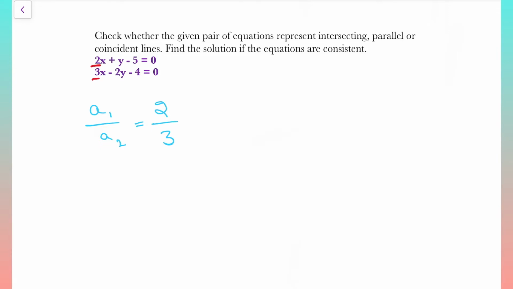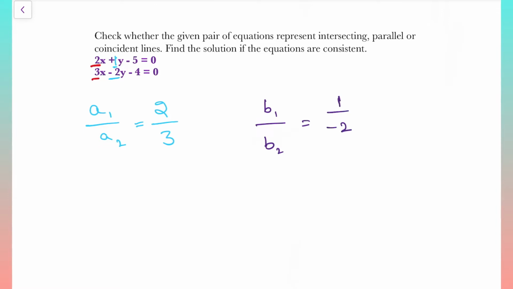Next one, b1 divided by b2. b1 is the y coefficient of the first equation, b2 the y coefficient of the second equation. In the first equation, before y nothing is there, so it means 1 is there, and that 1 will become the y coefficient of the first equation. For the second equation, y coefficient is -2. We should not forget the negative symbol ever. So b1 by b2 will become 1 divided by -2.